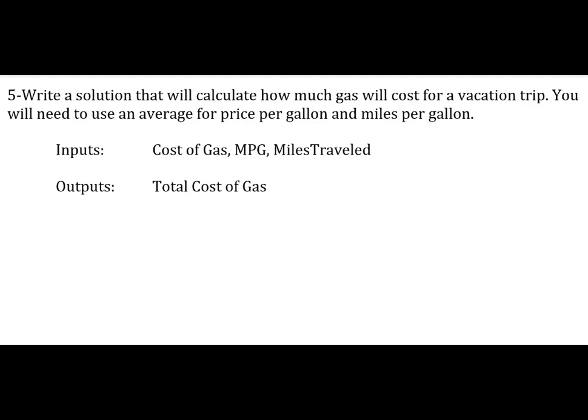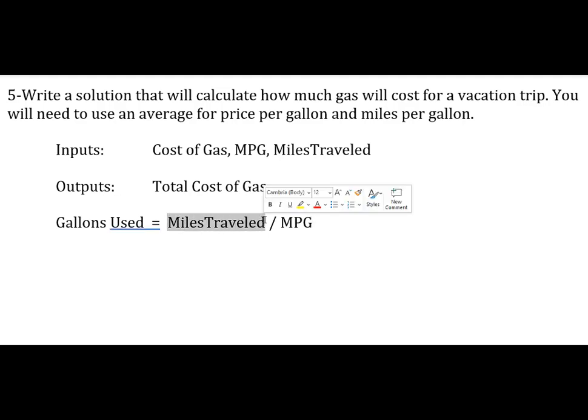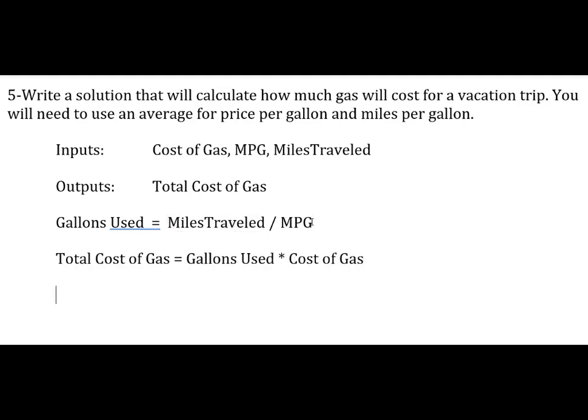So let's go on and calculate the gallons used. In order to come up with that number, all we need to do is take the miles traveled divided by the miles per gallon. Now, the total cost of gas is gallons used times your cost of gas, which we can just use $2 in our calculation example. And last but not least, we want to display total cost of gas.